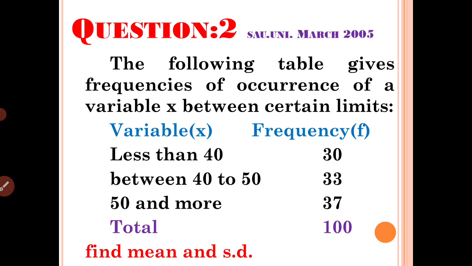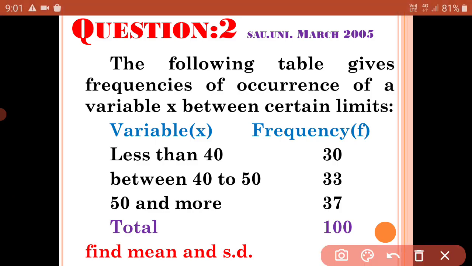Less than 40, so frequency is 30. Between 40 to 50, answer is 33. 50 and more, answer is 37, and total 100. Find mean and standard deviation. Here the question will be same. Find mean and standard deviation.